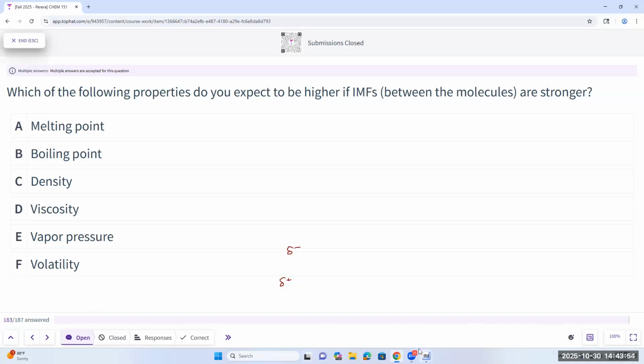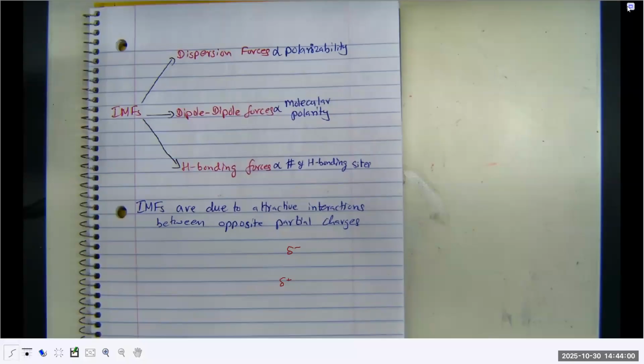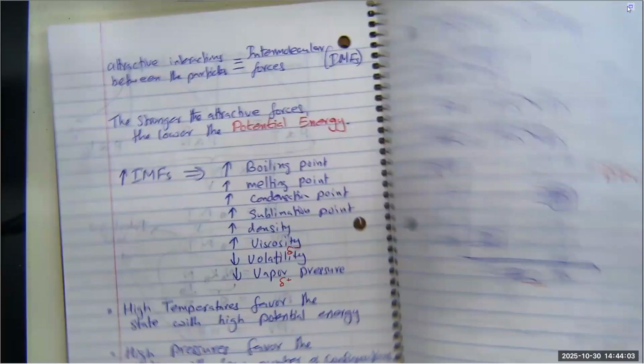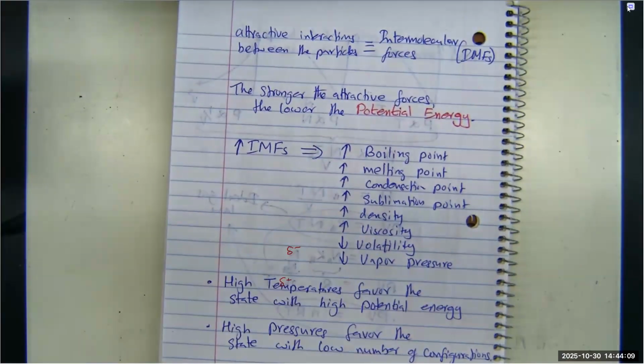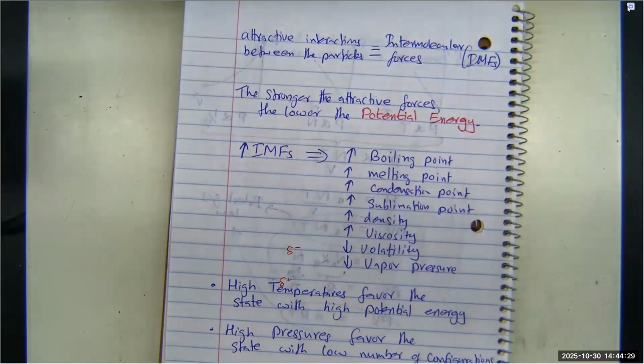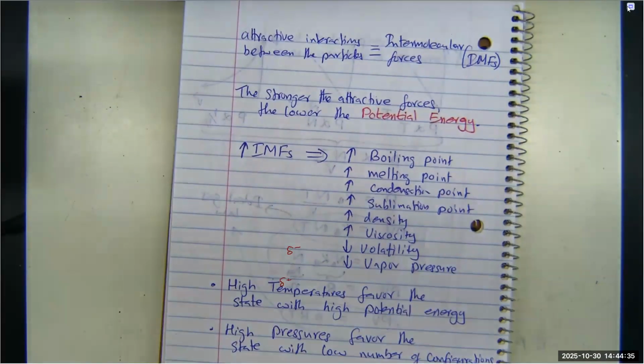By the way, just to remind ourselves, I think in a previous life, we did something like this. We can remember: the stronger the intermolecular forces, the higher the boiling point, higher the melting point, higher the condensation point, higher the sublimation point, higher the density, higher the viscosity, but lower the vapor pressure, lower the volatility. This is from Unit 1. I know it's been a while, but the question is asking the same thing. It's not anything new, just reminding us about what we have done before.